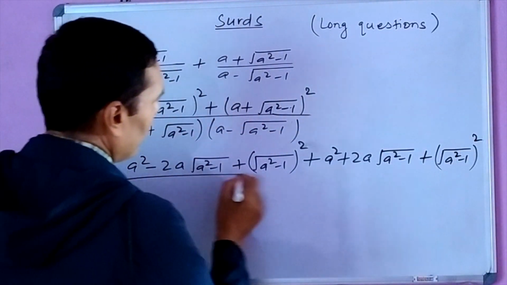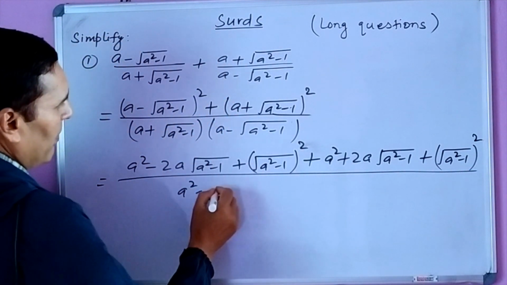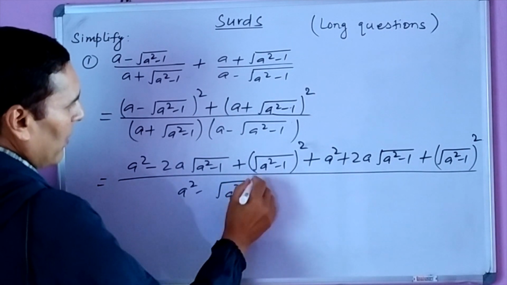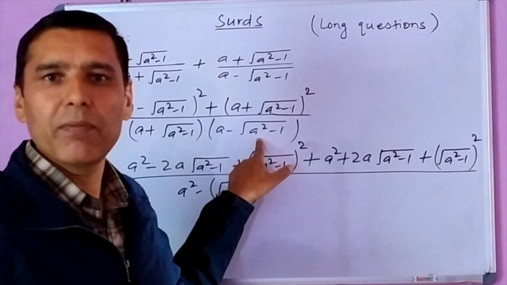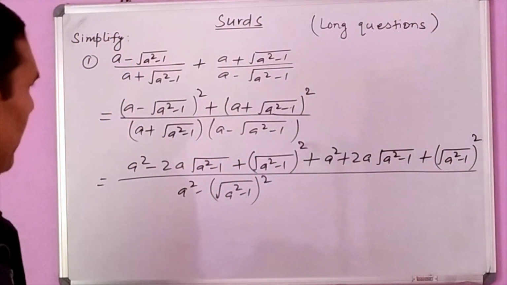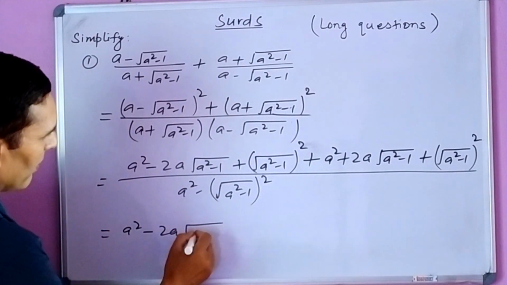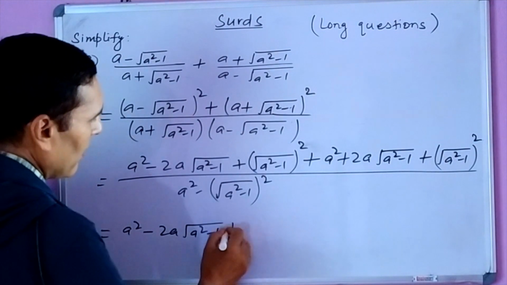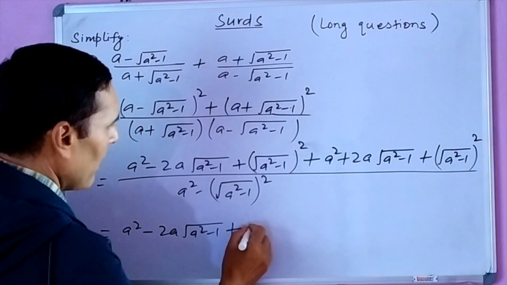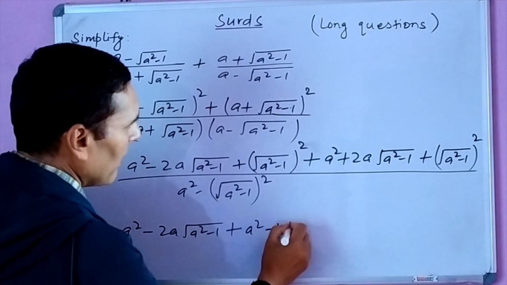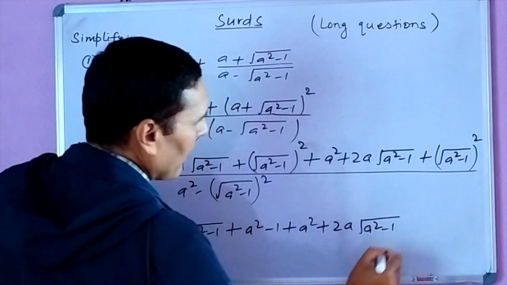And whole upon a plus b times a minus b, which is a square minus b square. B is under root a square minus 1, its square. A plus b times a minus b is a square minus b square. So it is a square minus 2a under root a square minus 1. This square and this root cancel there. So it gives a square minus 1 only, plus a square plus 2a under root a square minus 1.